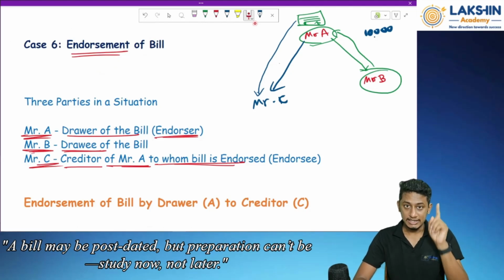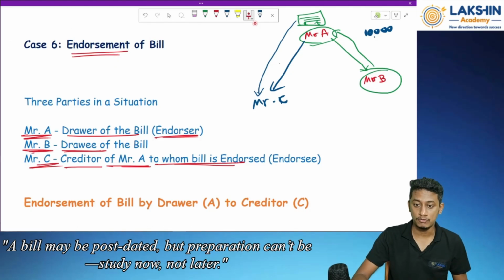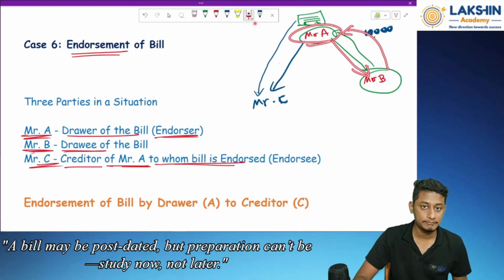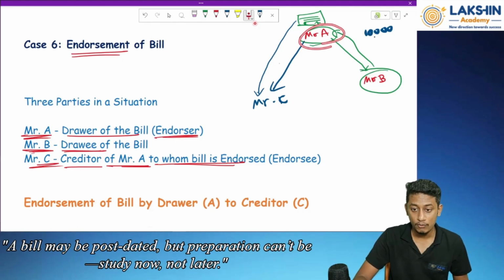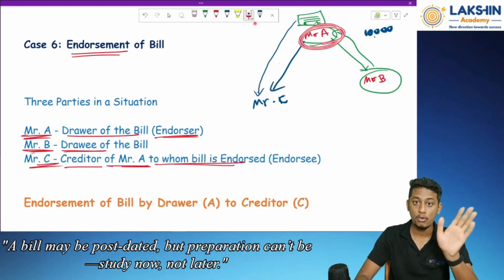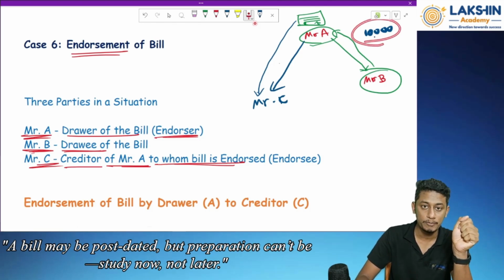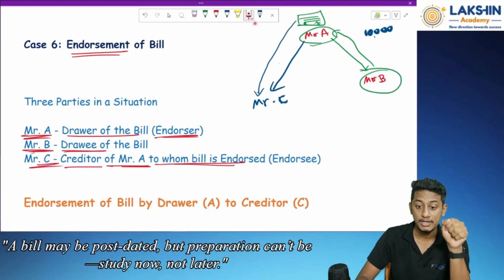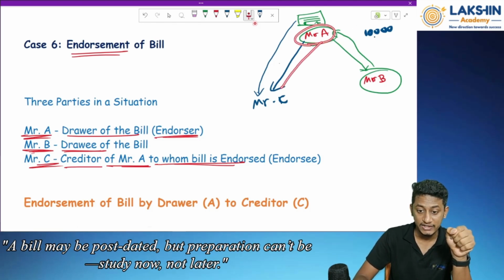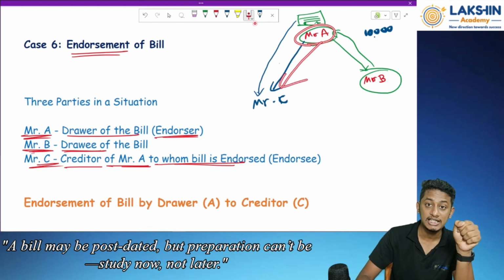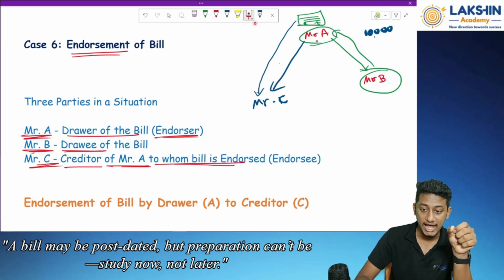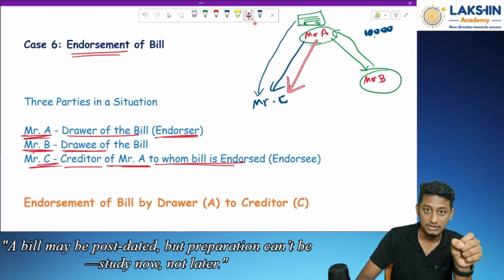See, in actual terms, the bill was drawn by whom? By Mr. A. It was accepted by Mr. B and given back to Mr. A. So Mr. A was the holder of the bill, the person who was holding the bill for rupees 10,000. But now what has happened? Mr. A is transferring this bill to Mr. C. Why? Because Mr. A had to pay some amount of rupees 10,000 to Mr. C.